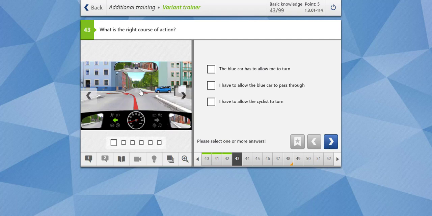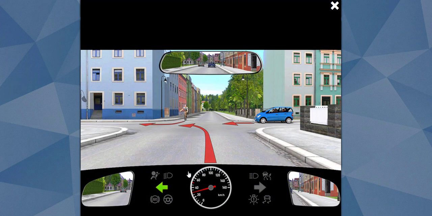What is the right course of action? So in this case, what is the right course of action? Since there are no traffic signs, no traffic lights, first priority goes to the blue car based on right before left, then towards the cyclist. Second priority, why? Because the cyclist is driving on her side, and then we are allowed to proceed. So we are the last one to proceed over here.